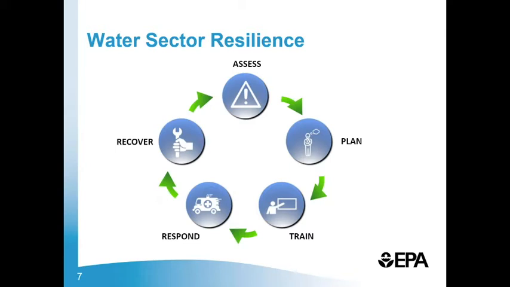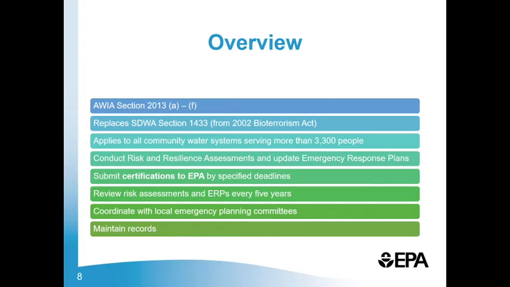The first two steps of the water resilience framework, that assessment phase and the planning phase, are now required for systems serving population sizes 3,300 and above. So today we're going to talk about America's Water Infrastructure Act, Section 2013. That act specifically replaces and updates Safe Drinking Water Act, Section 1433.